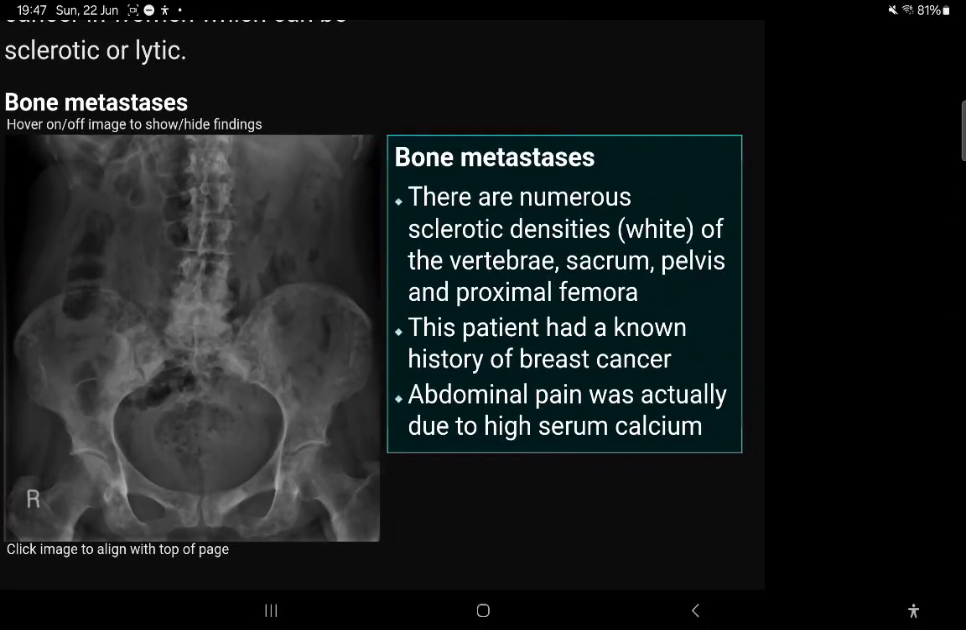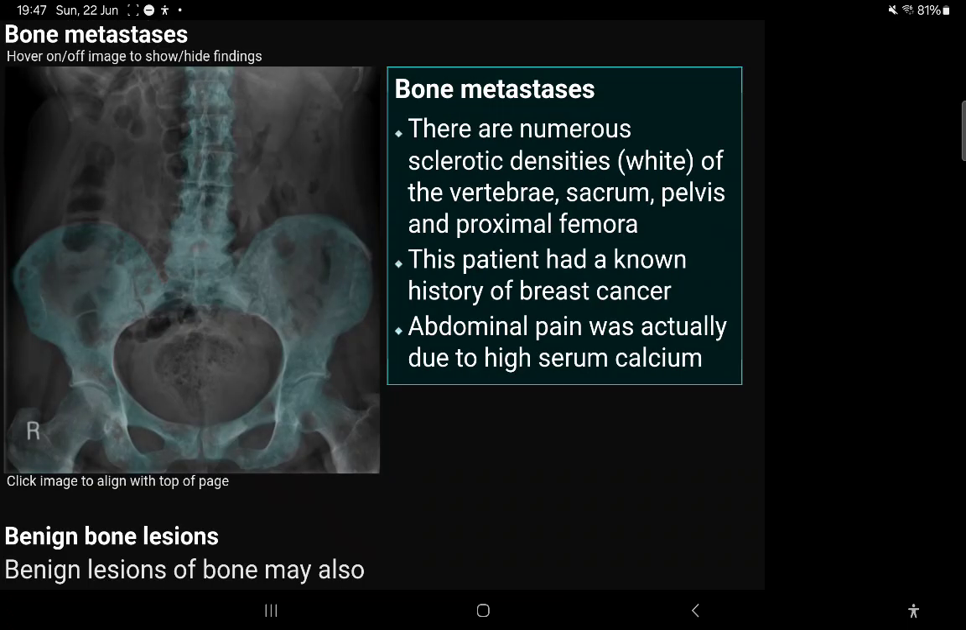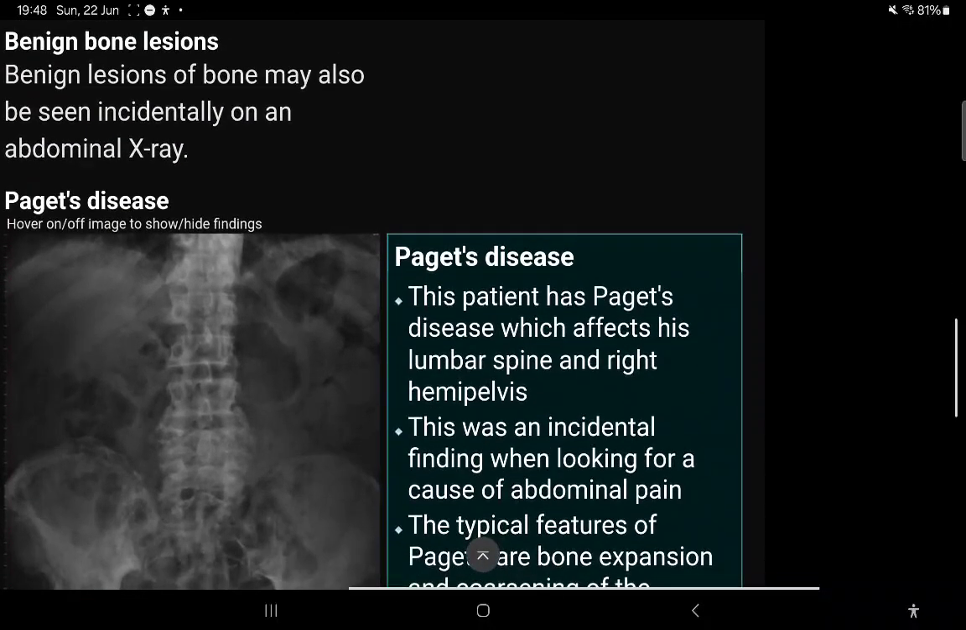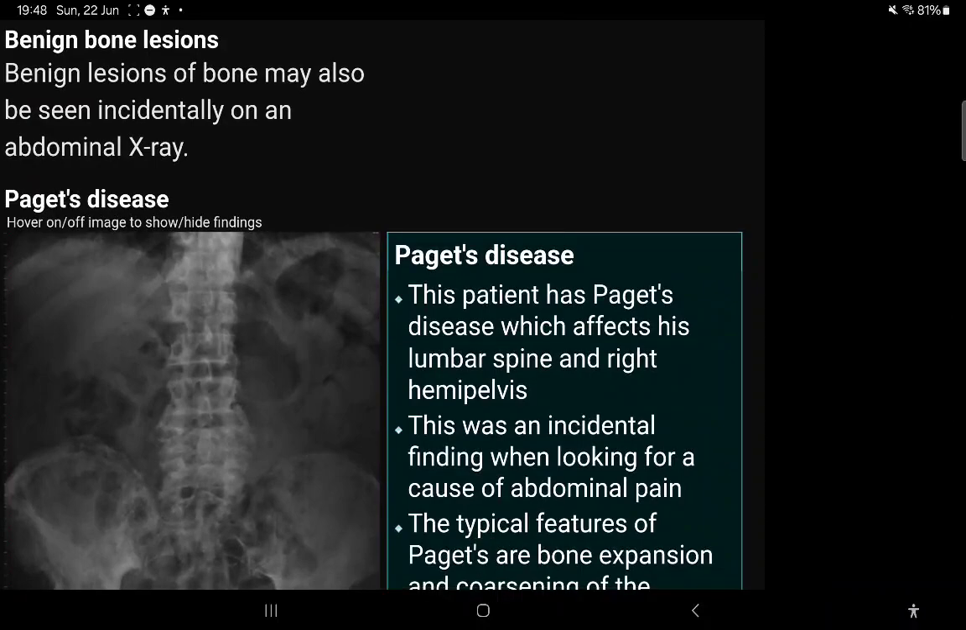Bone metastasis. There are numerous sclerotic densities within the vertebral bodies, sacrum, pelvis, and proximal femora. This patient had a known history of breast cancer; abdominal pain was acutely due to high serum calcium. All over these bones with metastatic breast cancer.